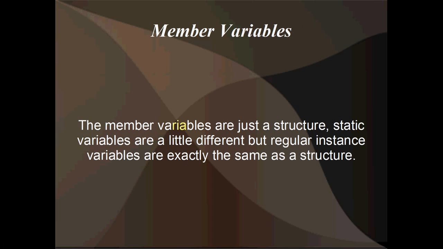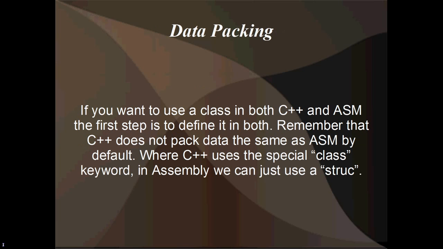Member variables first of all. The member variables of a class are actually just a structure. Static variables are a little different. We'll have a look at those at the end, but the normal member variables are just a structure. So once again, we've got to define the structure in assembly along with the class's declaration in C or C++. We've got to define it in assembly as well. And remember the data packing trick, the pragma pack, push, pop, whatever it was from the previous tutorial. We've got to have C++ packing the data exactly the same as assembly, so we use the same trick.